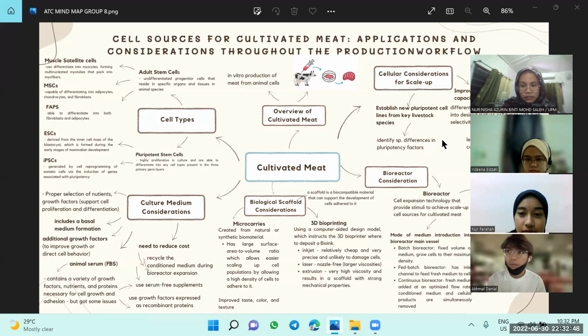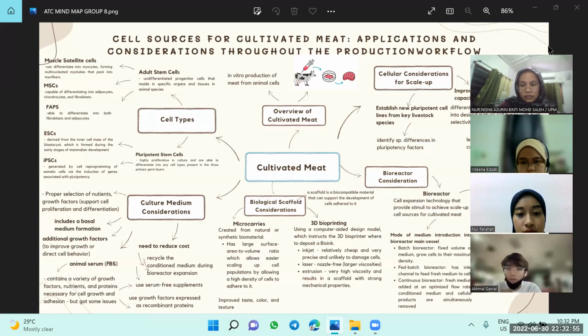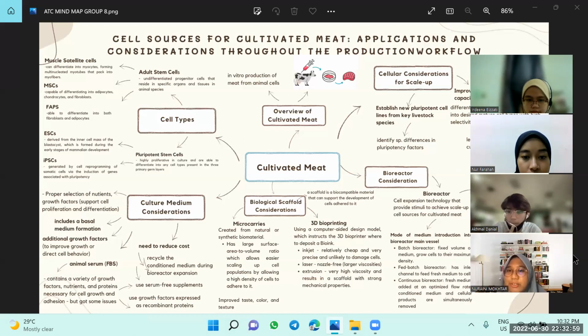Okay, thank you, Farahah. Let's start the presentation with the cell types that are used for cultivated meat. Usually we will be using stem cells because they are the strongest candidate to use as the starting cell source. And there are two main types of stem cell, which are the adult stem cell, which possesses the proliferative capacity, and pluripotent stem cell, which also has the differentiation potential necessary.